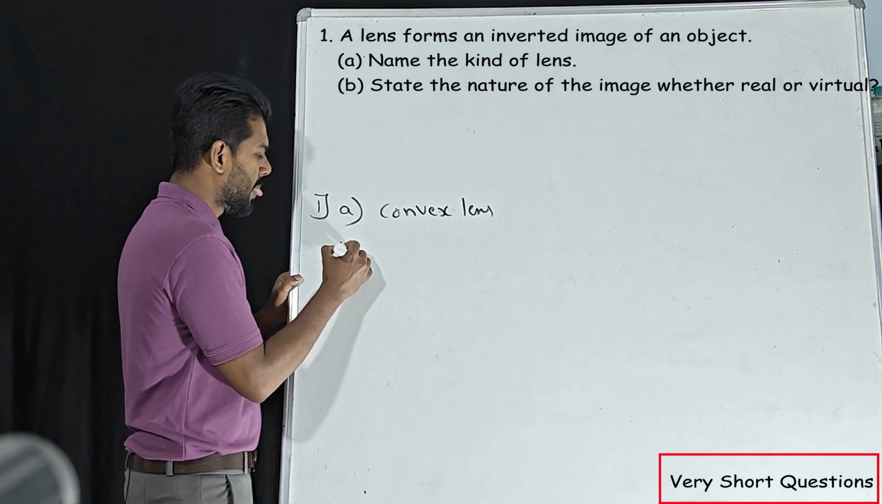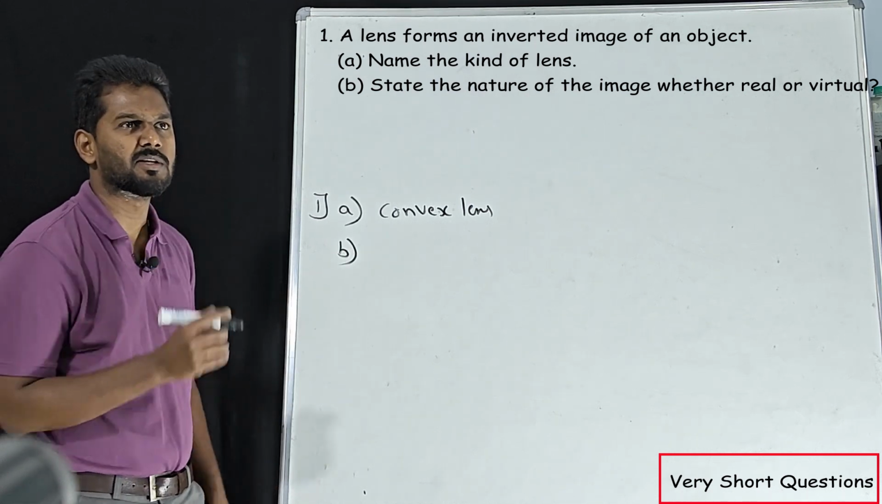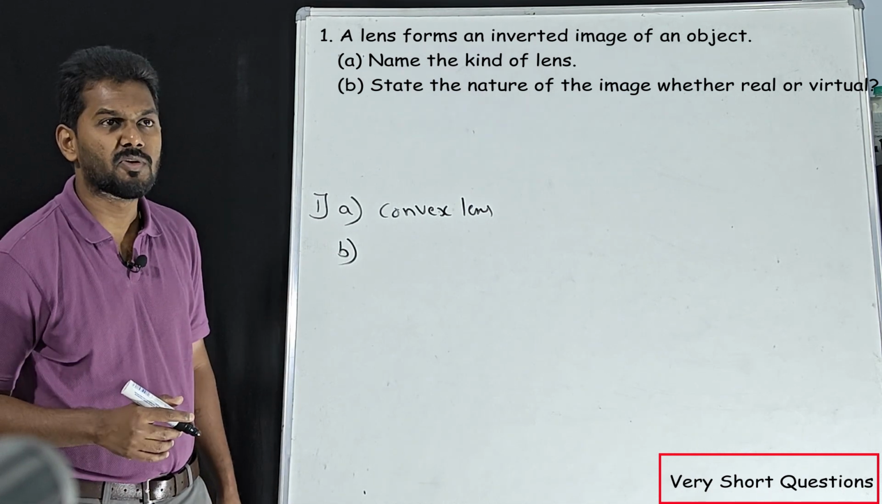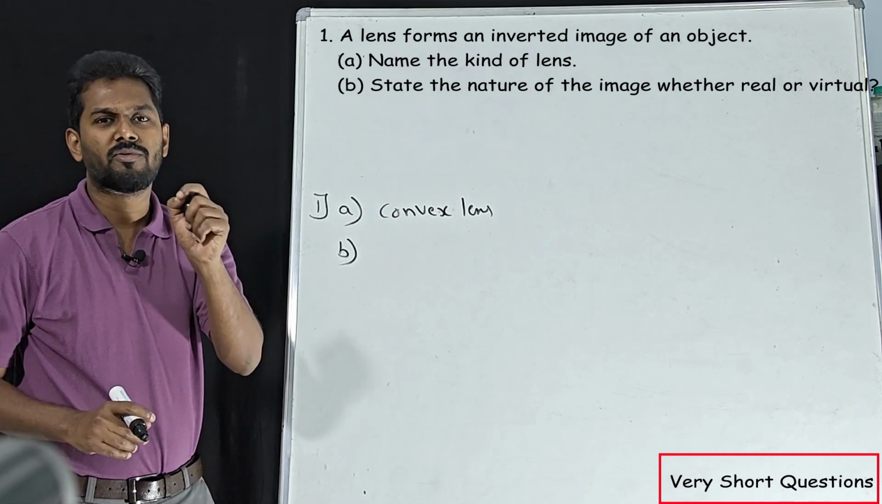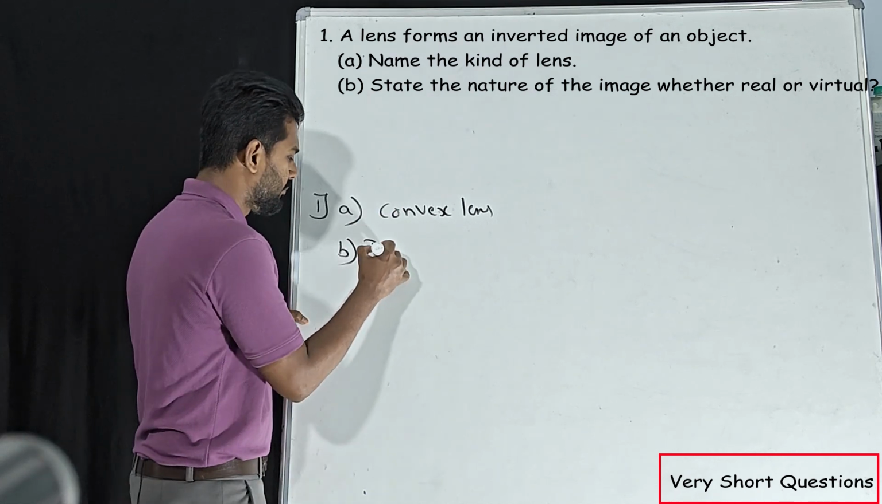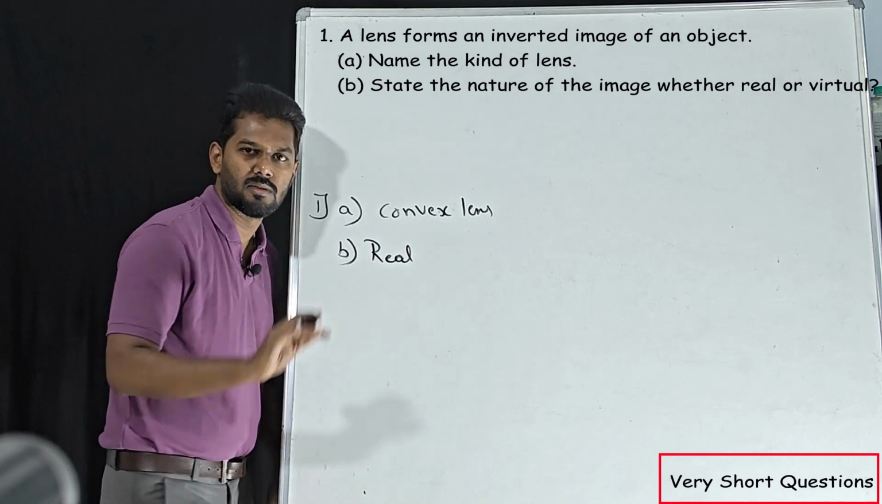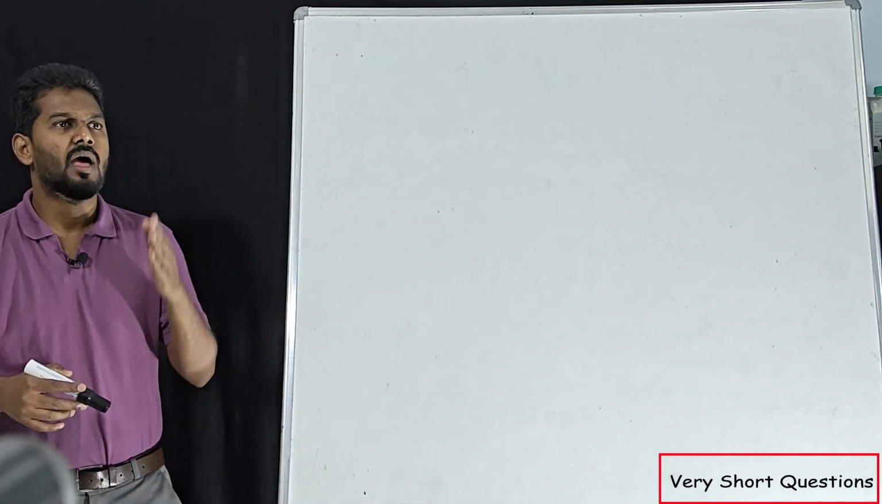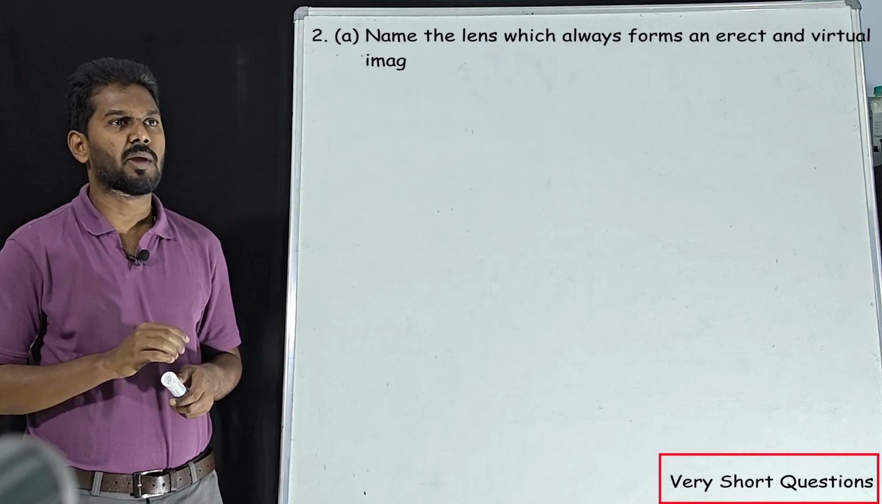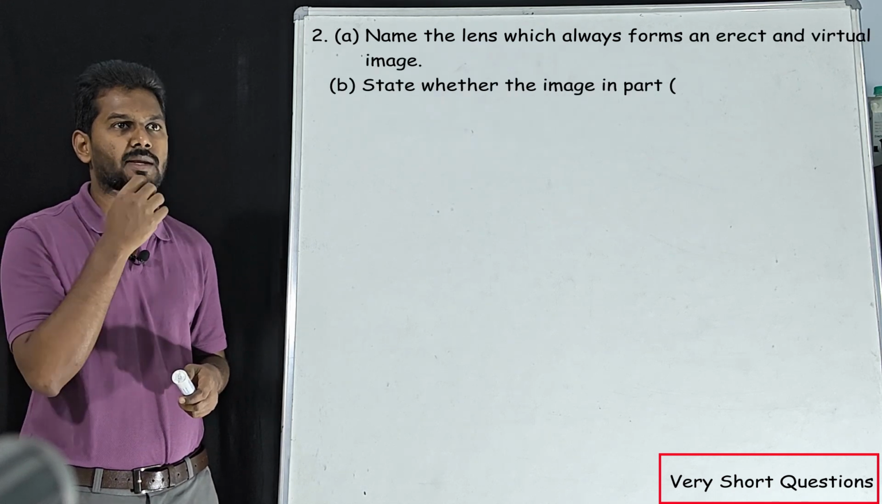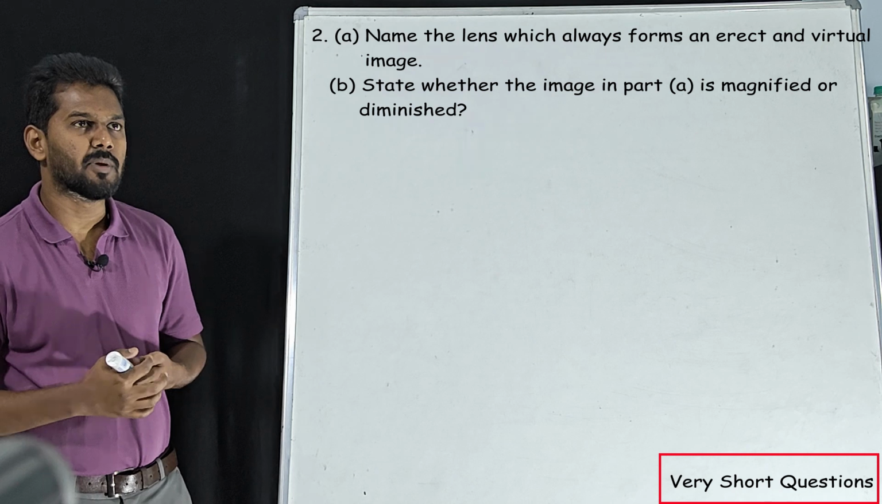Keep this in mind. Okay, next we'll go for the second sub question. State the nature of the image, whether real or virtual. If it is inverted, obviously it is real. That's it. Our next question, name the lens which always forms erect and virtual image. State whether the image in part A is magnified or diminished.